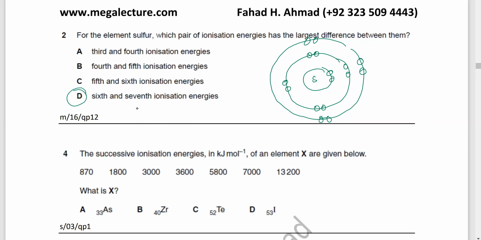Okay, is this clear? So clear, all, yes or no?